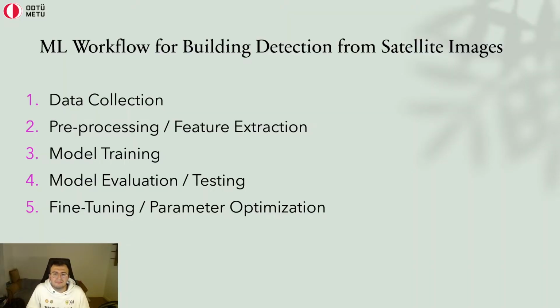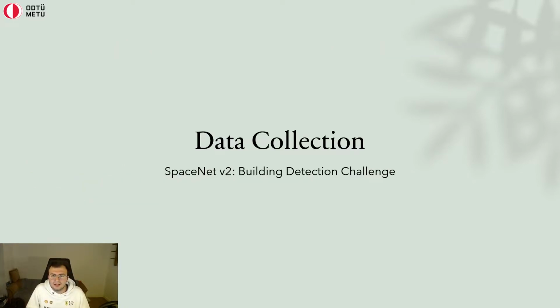The ML workflow can be described in 5 steps, starting with collecting the data, then preparing the data for training, then training the model, evaluating or testing it, and afterwards tuning it to reach optimal solutions. The summary is on the screen, but to start investigating my project from the ML workflow aspect, let's begin with data collection. As I mentioned before, the literature review helped me pick a dataset easily. For the dataset, I used the SpaceNet version 2 building detection challenge dataset for my work.